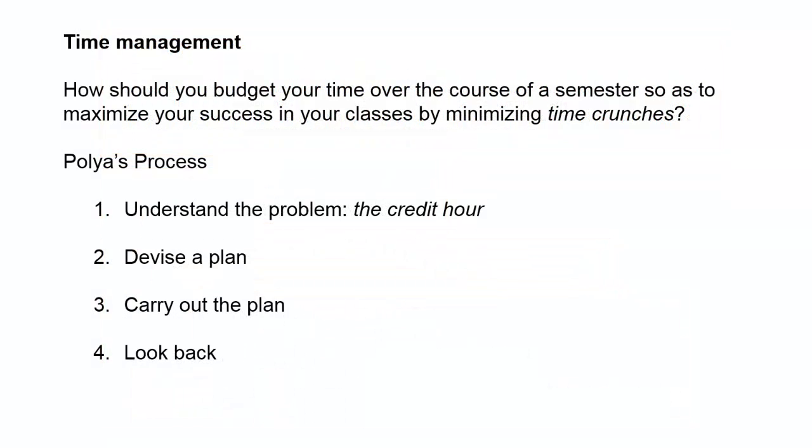So we understand the problem. It's all about credit hours. When you take a 3-credit course, it's not 3 hours per week in the classroom. It's 9 hours of work for that class per week. So how can we attack the time management problem? Well, let's devise our plan.